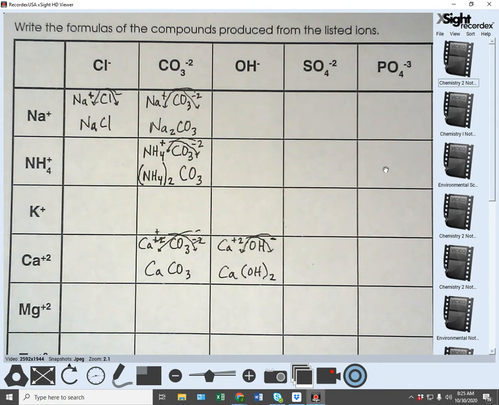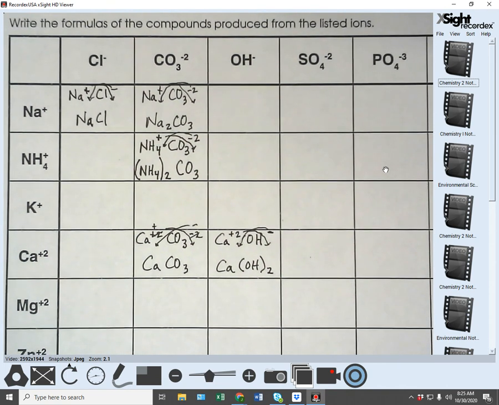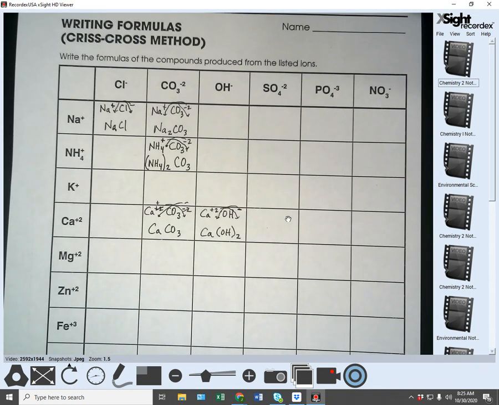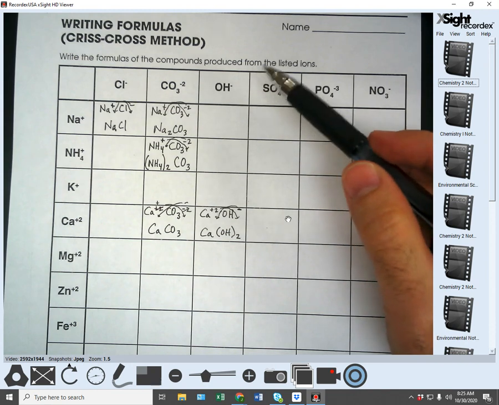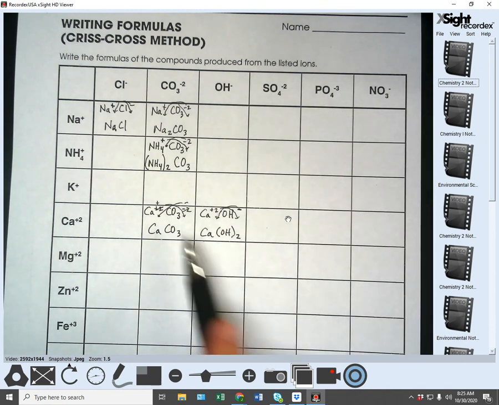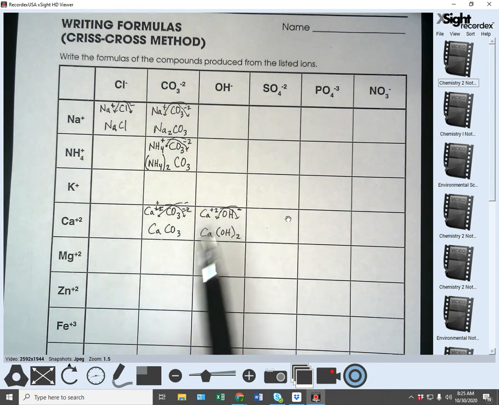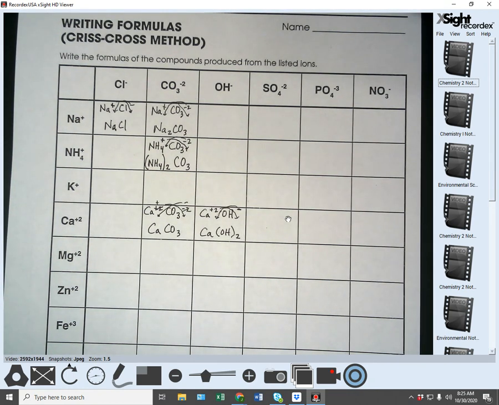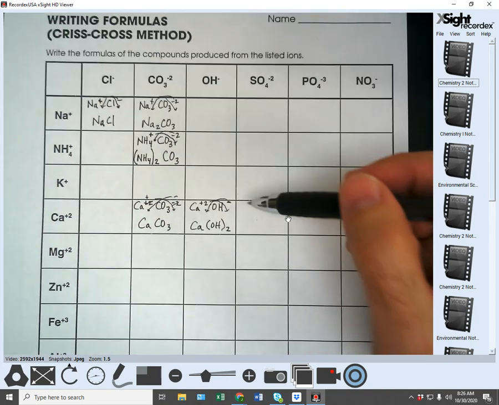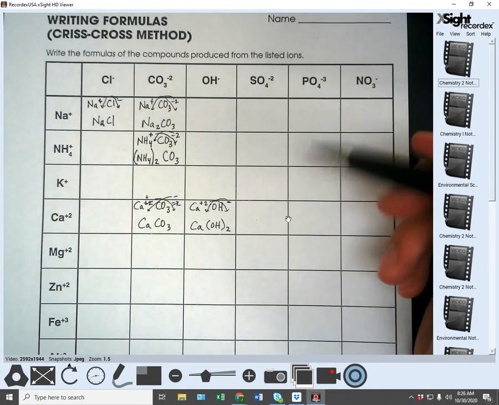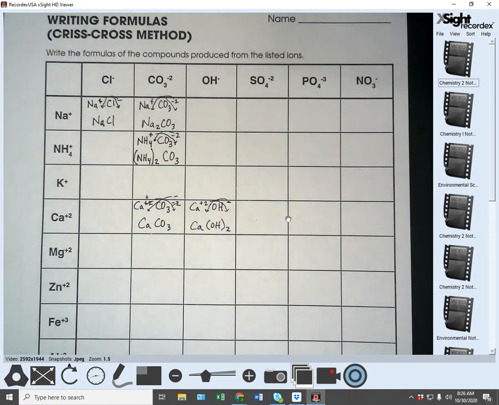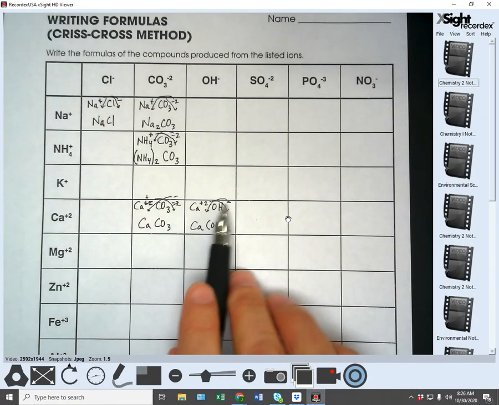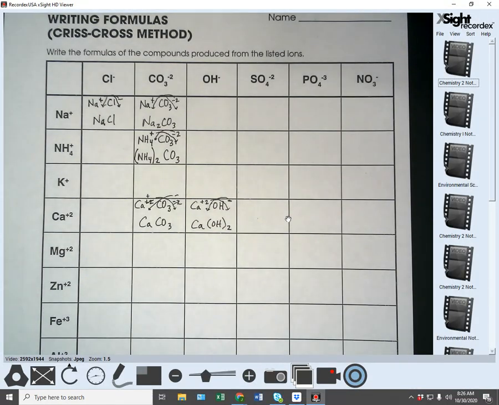Okay. All right. So your assignment then is to finish this. I would recommend that you show the crossing down or whatever. However, I'm not going to take off points if you don't show that. I'd recommend at least starting with that until you get used to it. Then as you get used to it, you might be able to just look at the positive and the negative and know what it's going to be. So just a little bit of advice on that.